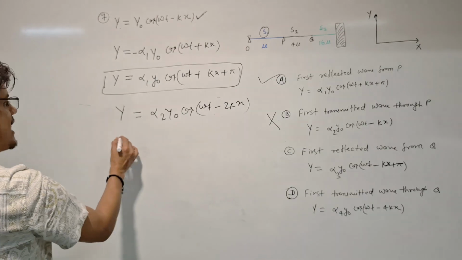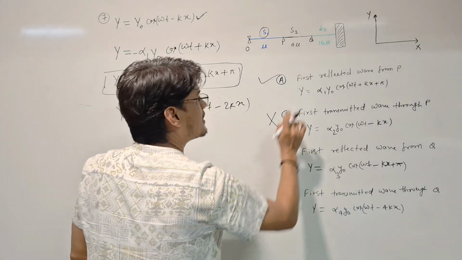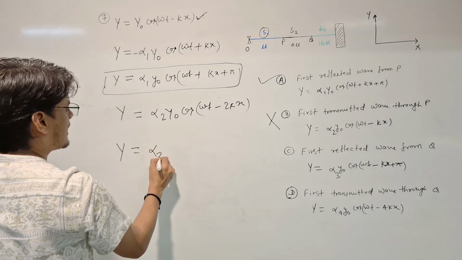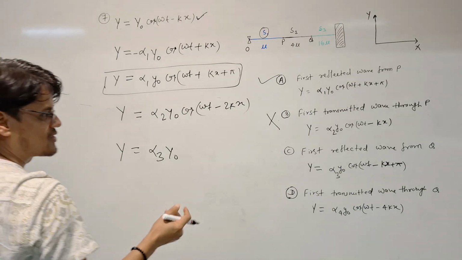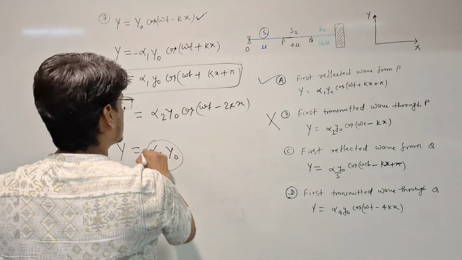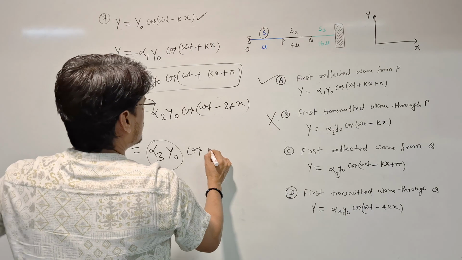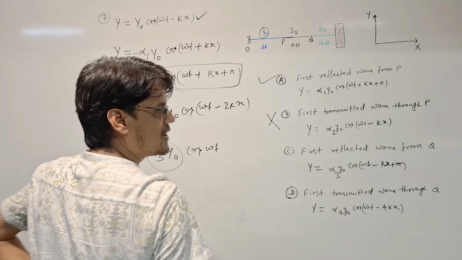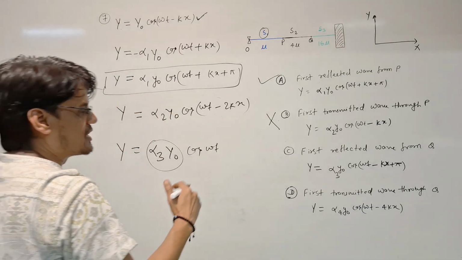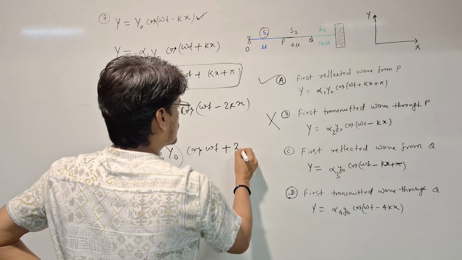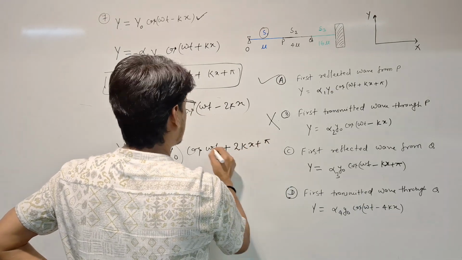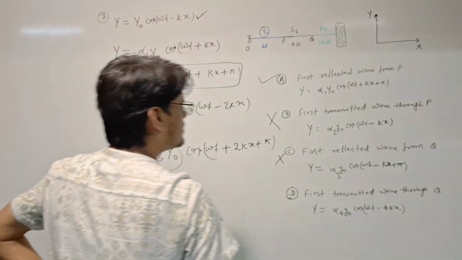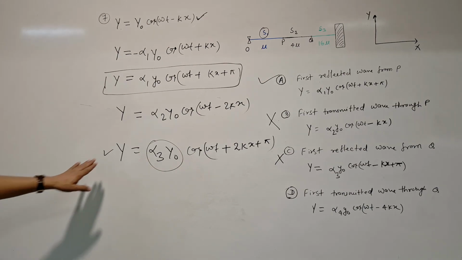And what is the reflected wave through Q? The maximum amplitude should change. This is the incident wave omega t, and the wave travels along the negative x-axis, so this should be 2kx plus pi. This is the right option, but C is wrong. This is the right answer.